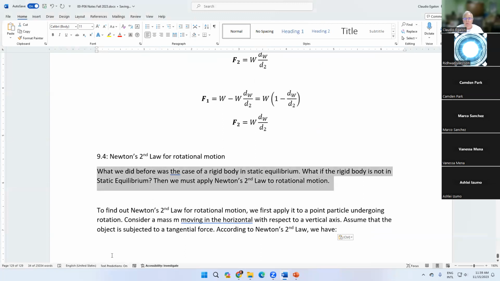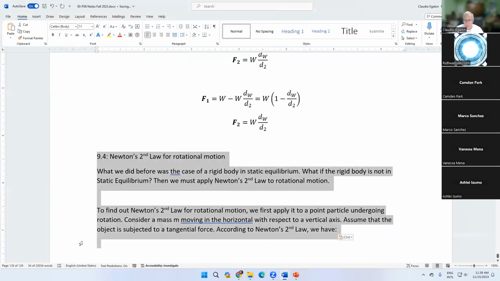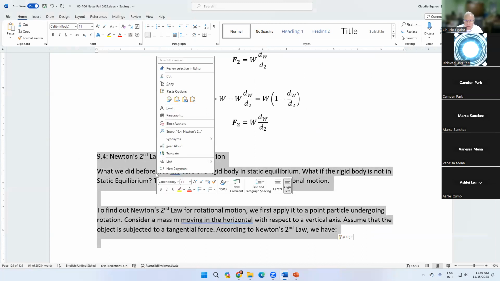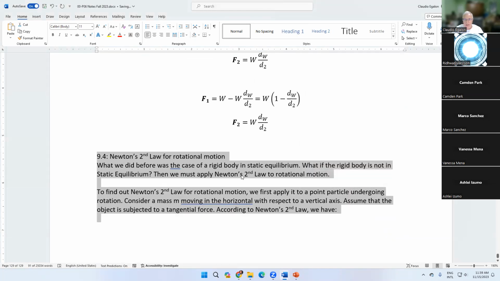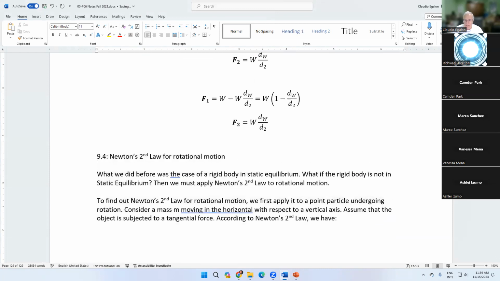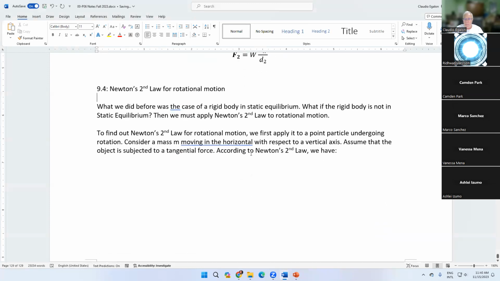What we did before was the case for a rigid body in static equilibrium. But what if the rigid body is not in static equilibrium? Then we must apply Newton's second law to rotational motion. Okay, what's the procedure to do that, the derivation process?